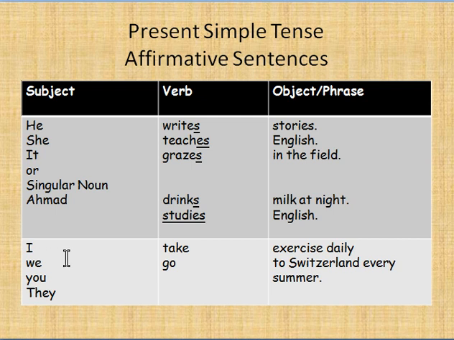If you have I, we, you, they, or plural nouns here in the beginning as the subject of the sentence, then you do not need to add s or es to the verb. For example, I take exercise daily. If you look at this sentence, we have not added any s to the verb here. Similarly, we go to Switzerland every summer, so there is no es added to the verb.